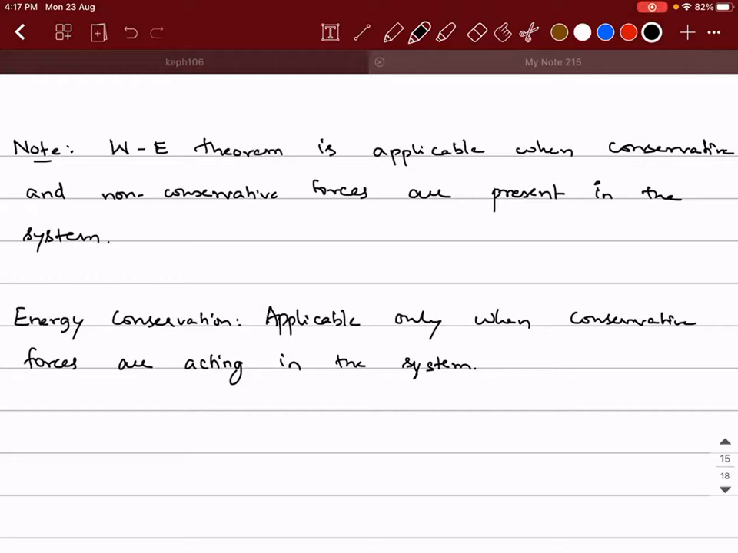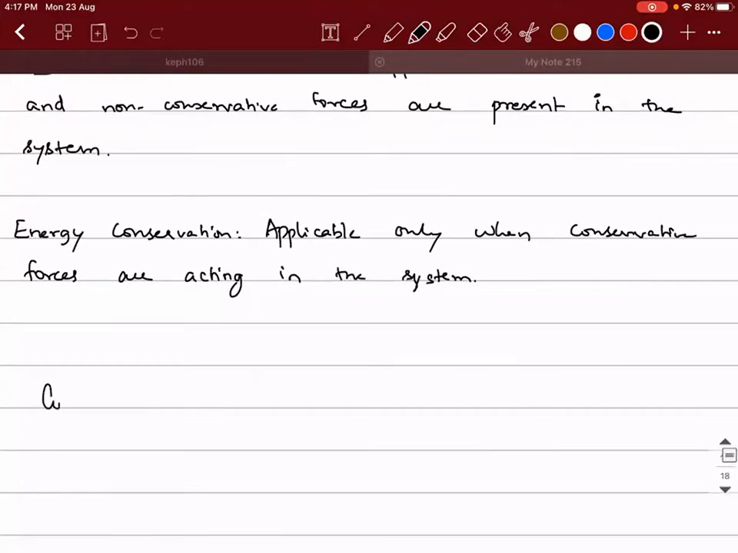Is that what you have understood? Yes, sir. Okay, that is not the thing. Please correct it. If that is your understanding, correct it. I repeat it, guys, please make a note. Work energy theorem is applicable when you have both conservative and non-conservative forces. So it doesn't mean that only when conservative forces are there, work energy theorem cannot be applied. You can apply it.